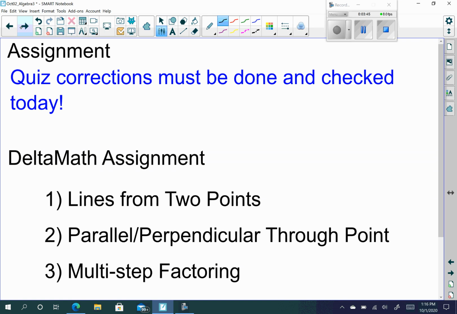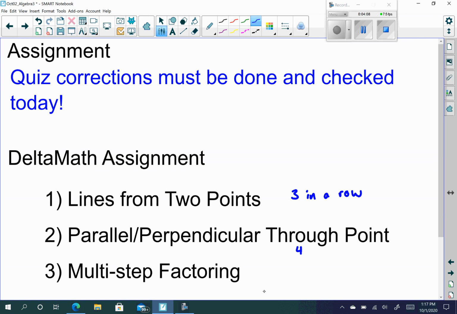In addition to that, with the quiz corrections, please make sure you do that first. Then over the weekend, or starting tomorrow, if you have time, getting started on this will also be very good review, and you could check immediately if you have the right answer or not. So this Delta Math assignment, the lines from 2 points, you just need to get 3 right in a row. Parallel and perpendicular lines, you're writing equations that pass through a point. You need to get 4 right in a row.